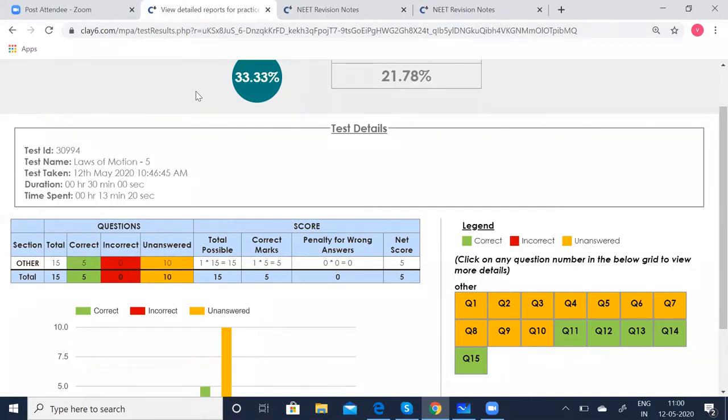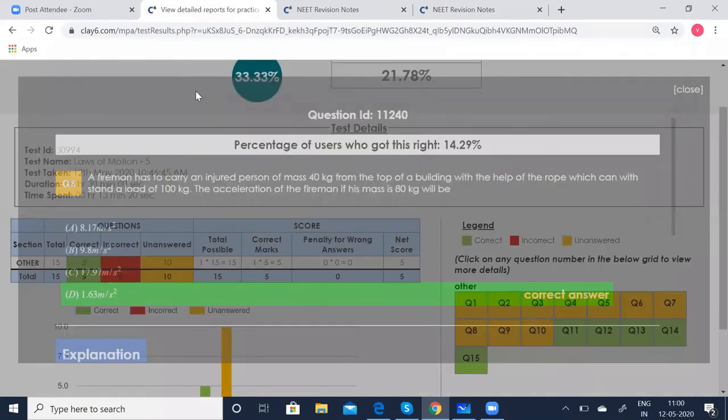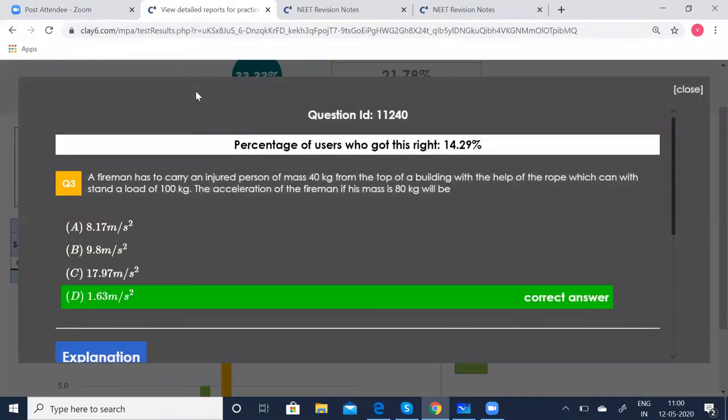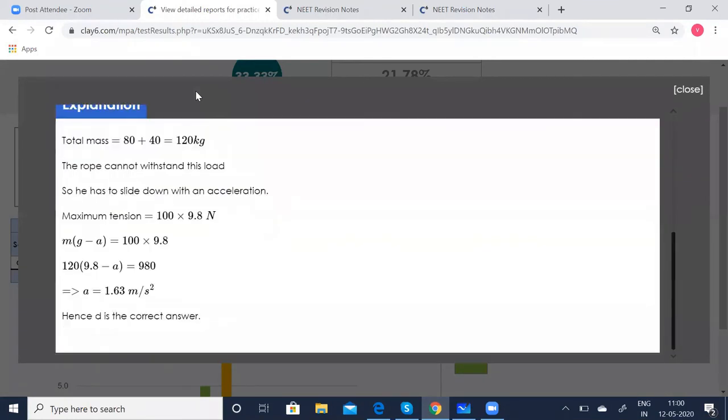Suppose you have a doubt and you have answered some question wrong, then you can go to that question and recheck it. Suppose question 3 was wrong. Click on that box. You can see the fireman has to carry. You can see the correct option there along with the explanation. You can check your answer and verify it. Like this, you can redo this test again and again until you are thorough with the concepts.